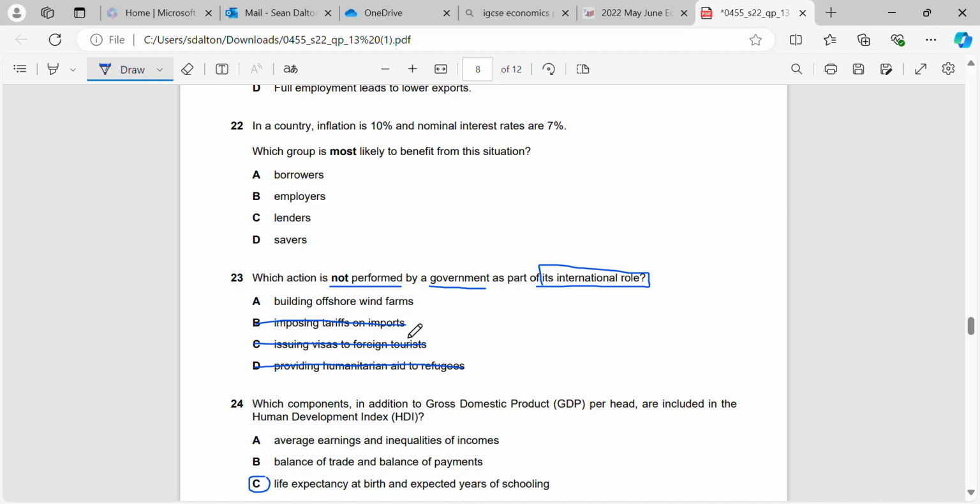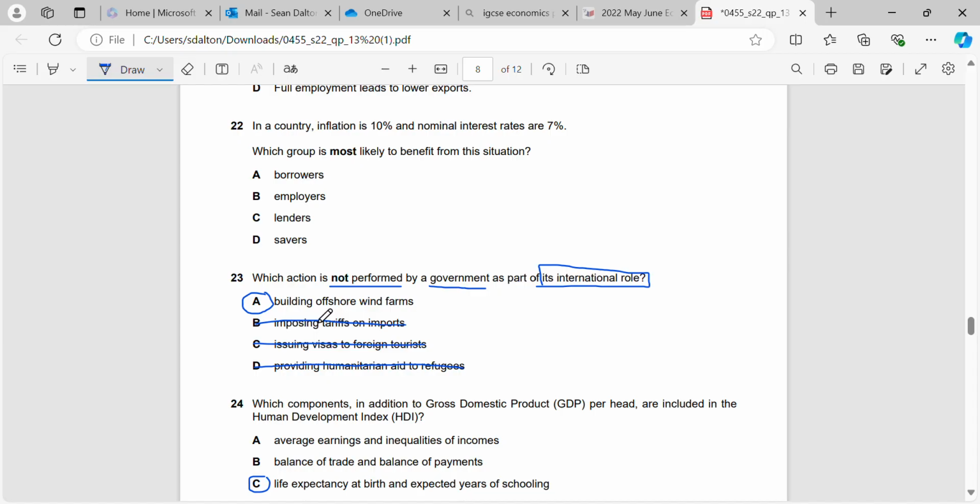So they'll try and restrict the number of imports coming into the country so that they can protect the companies that are in their own country. We want to switch people from importing goods to buying goods domestically instead. So process of elimination, what's left is A, building offshore wind farms. That will generally be something that a private firm would do. It's not something that the government would do.